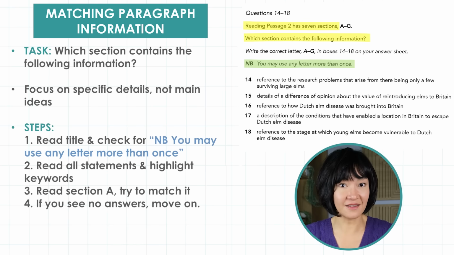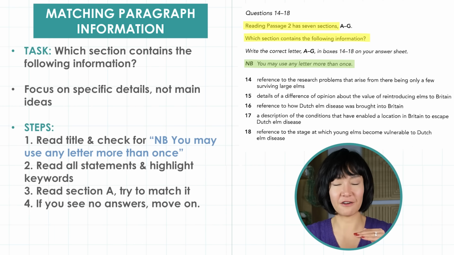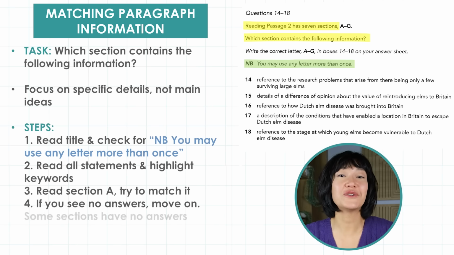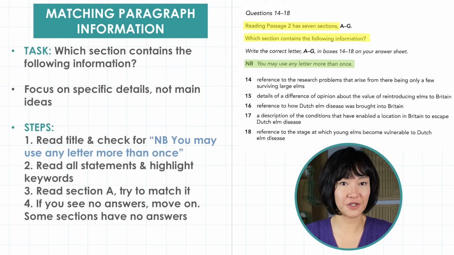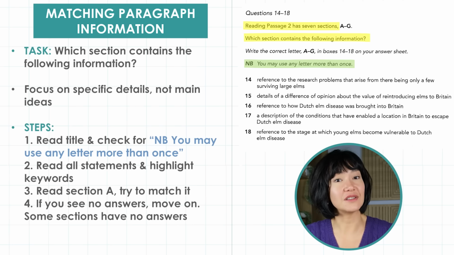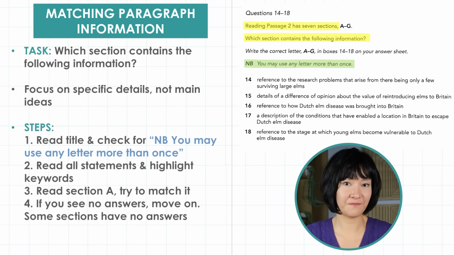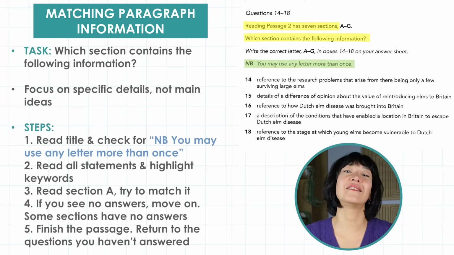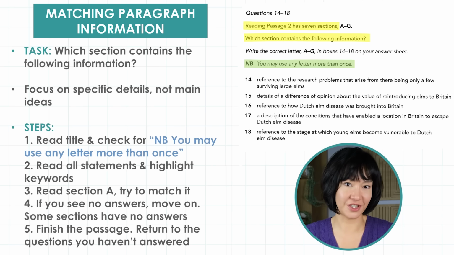If you can't see the answer, don't reread the paragraph. Move on to paragraph 2, then 3, or B, C, and so on. Remember, not every paragraph must be matched. For example, in our task, we have 5 questions and 7 sections. So at least one section can be used twice, so probably will be used twice. And this means that 2 or 3 sections have no answers in them. So finish the passage and then return to any questions you haven't answered.